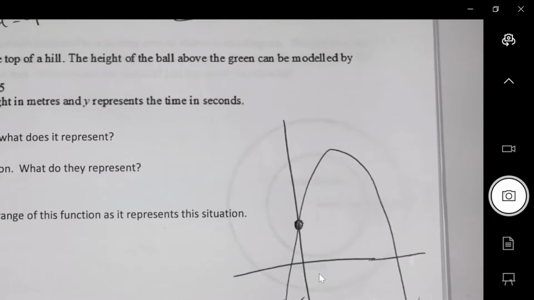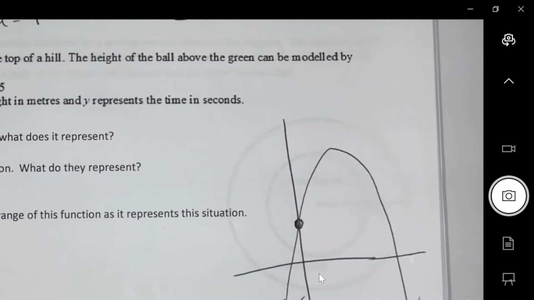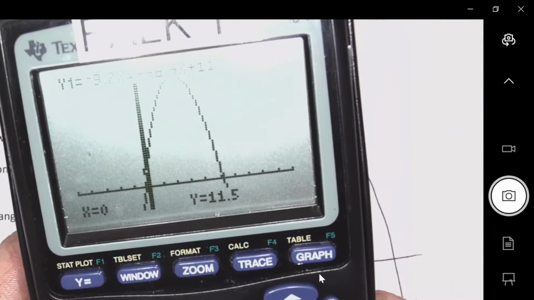Do you remember what the calculator instructions are going to be? I'm going to go trace 0. I'm going to tell it to go to when x is 0, 11.5.